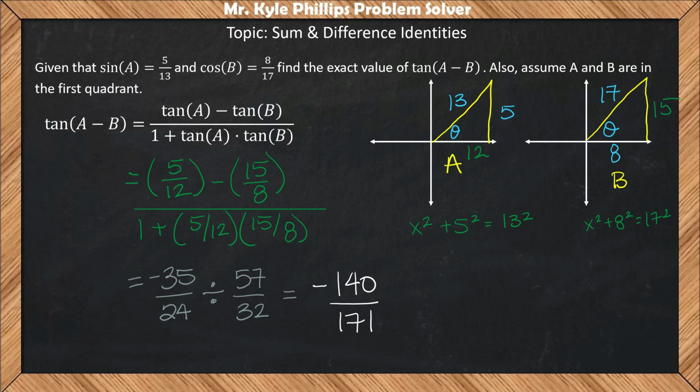140/171. Here you have to remember that A and B are in the first quadrant. This means that everything in quadrant 1 is going to be positive. So while we have negative 140/171, the answer is positive 140/171.